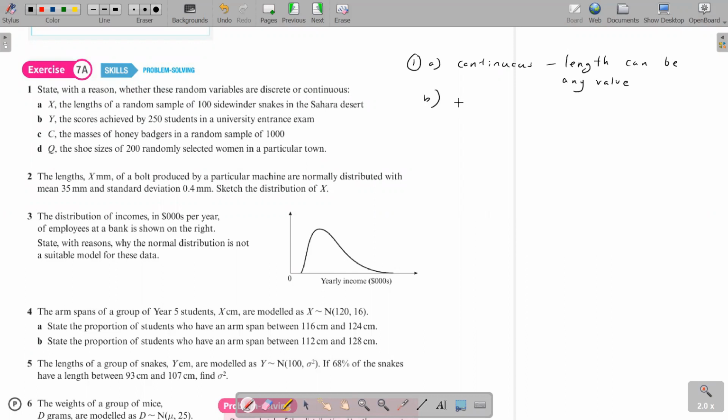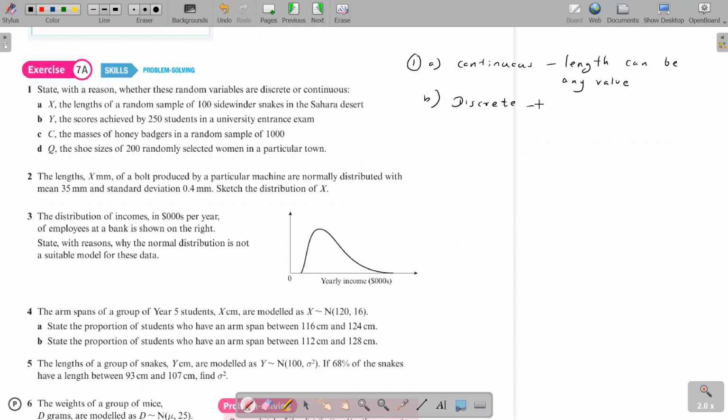Part B, the scores achieved by 250 students in a university entrance exam. When it comes to exam results, are you capable of getting any value or do you get only specific values? When you get marks, you get specific values, right? You can't get any amount of decimals for the marks. That's not how it works. So you go with 1, 2, 3, 4, 5. You take those specific values, isn't it? So in that case, marks are definitely discrete.